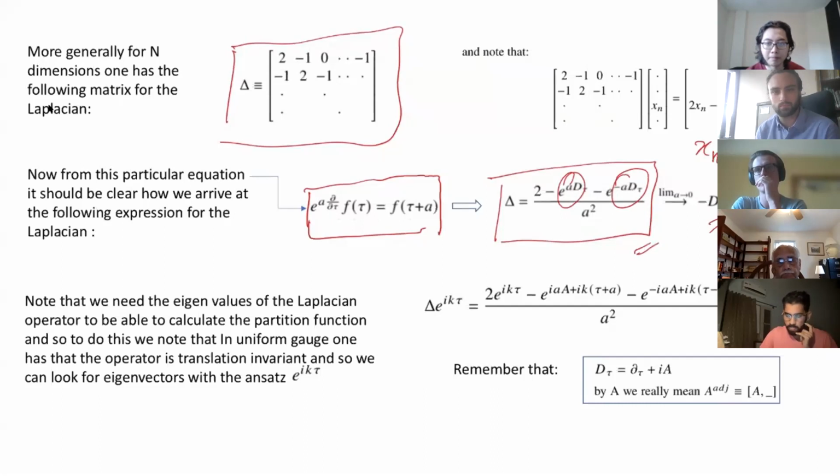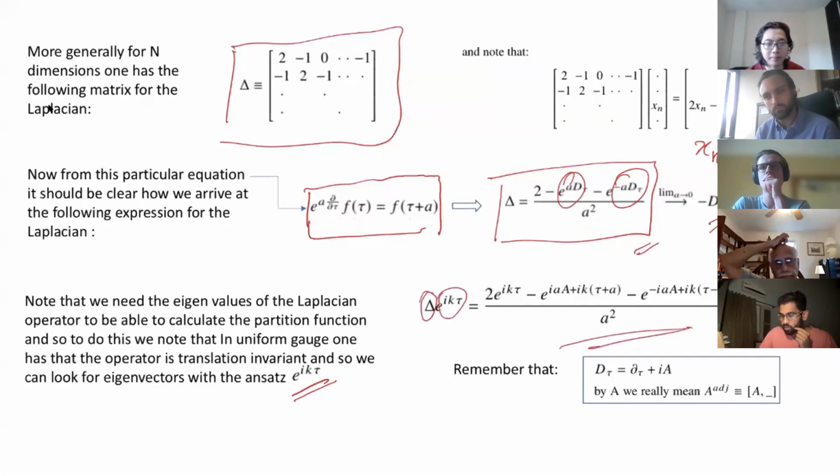Now note that we need the eigenvalues of this, and it is possible to choose uniform gauge. And in that particular case, we have a translation invariant operator. And so we can use this particular ansatz. Basically here I'm trying to find out the eigenvalues. So I act the Laplacian operator upon the ansatz and obtain this. And here I've basically substituted for the covariant derivative this particular formula. And separating out the e to the I k tau, one can obtain the eigenvalues lambda k.